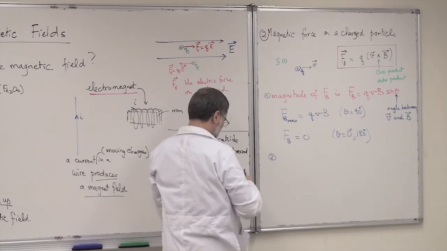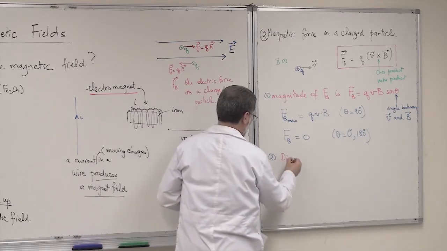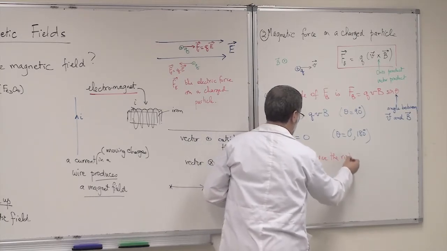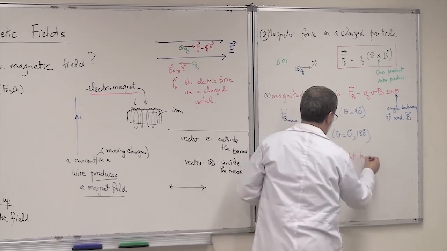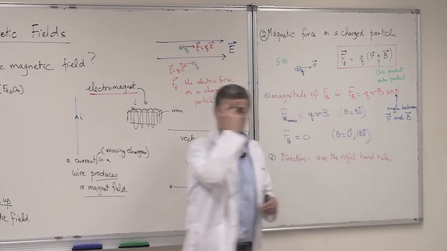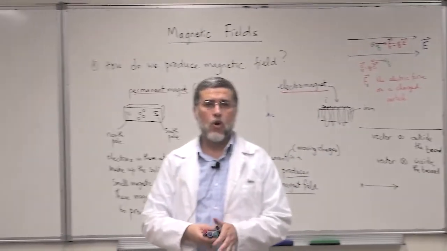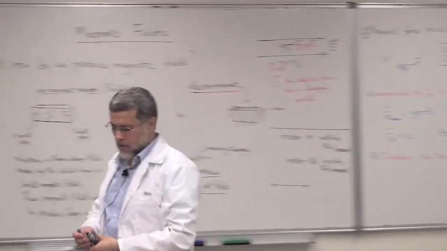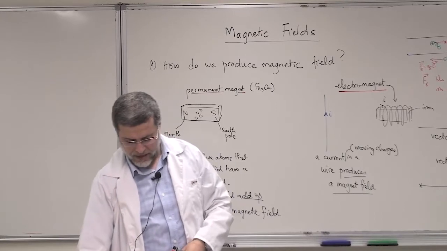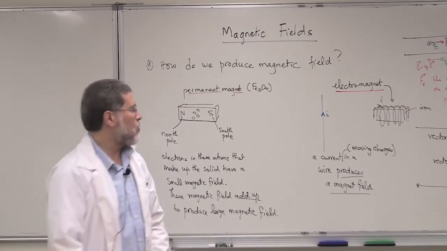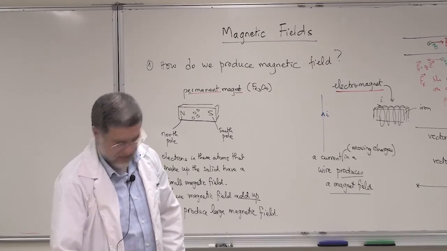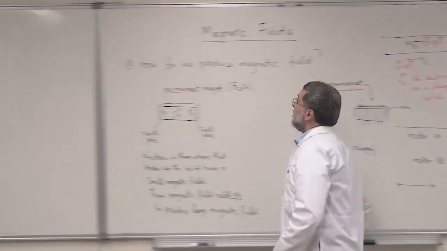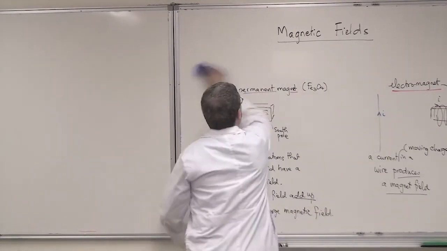Number 2 is the direction of that vector. For the direction, you use what is called the right hand rule. And this rule is always used whenever you are dealing with a cross product. Whenever you are dealing with a cross product, you have to use the right hand rule to find the right direction of the force F, okay? That's very important. I will show you later how to find the direction of the force, but let's see now how we have to use it to find the direction of the magnetic force.